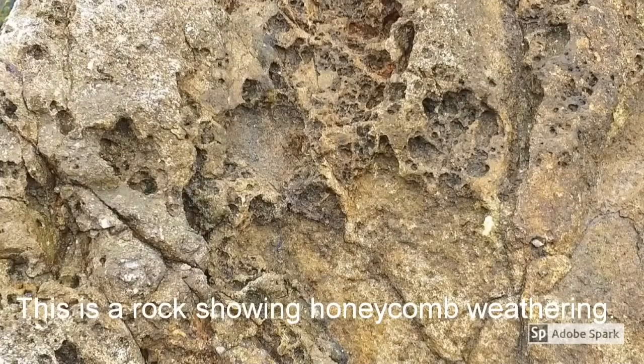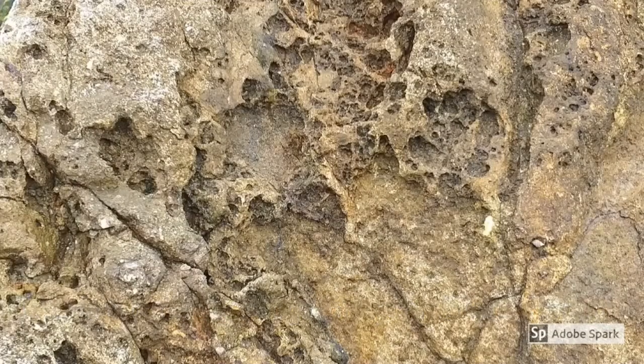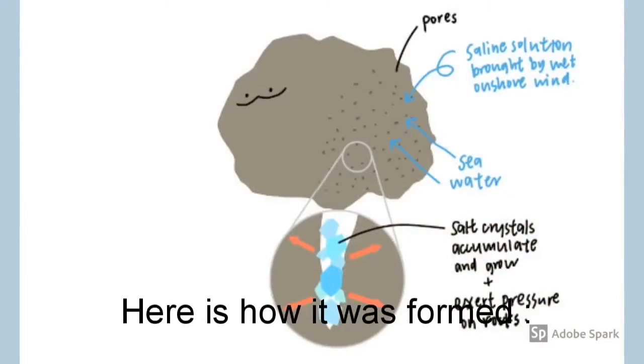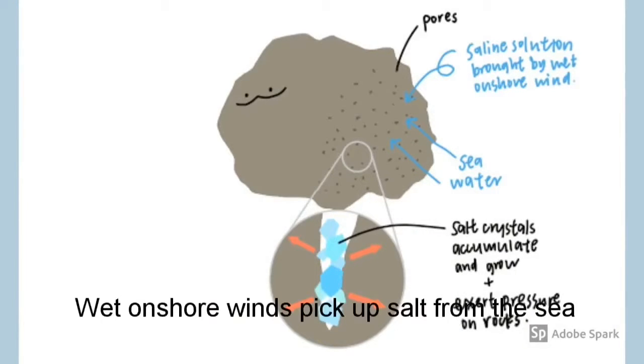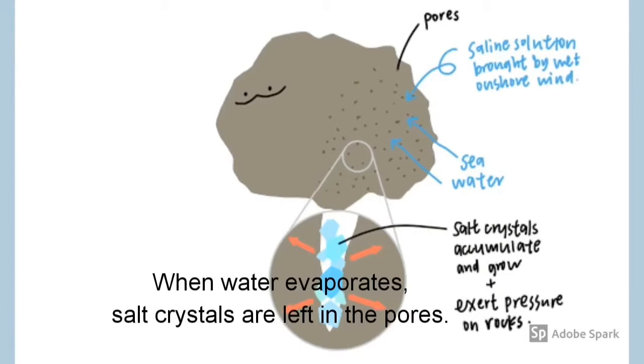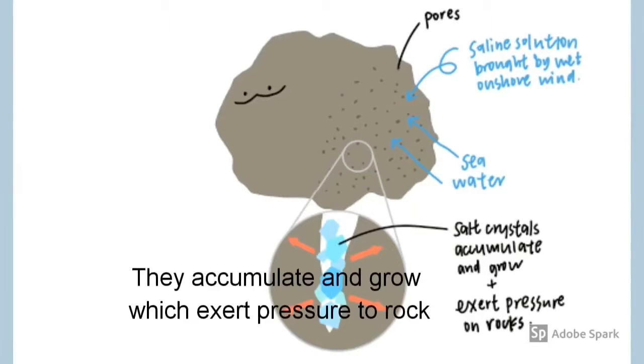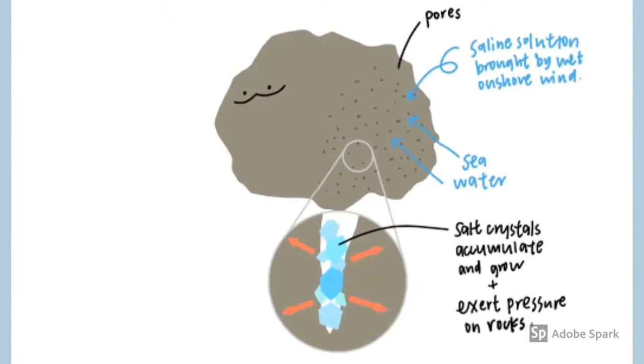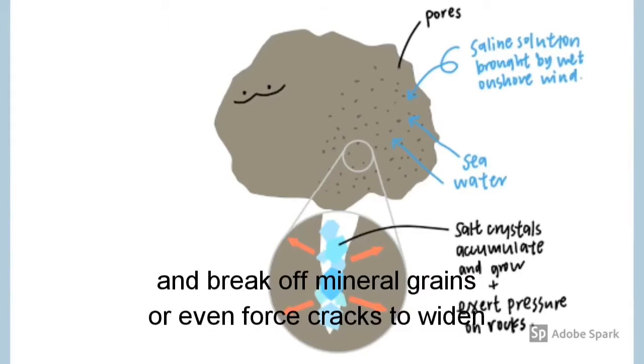This is the rock showing honeycomb weathering. Here's how it was formed. Wet onshore winds pick up salt from the sea, which seeps into pores in coastal rocks. When water evaporates, salt crystals are left in the pores. They accumulate and grow, which exerts pressure to rock and break off mineral grains or even force cracks to widen.